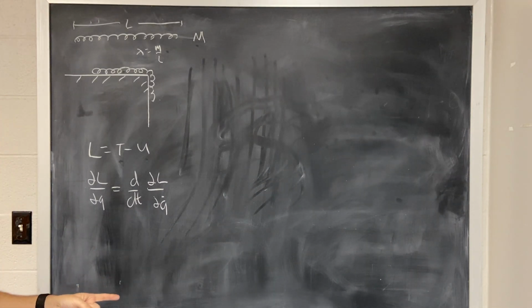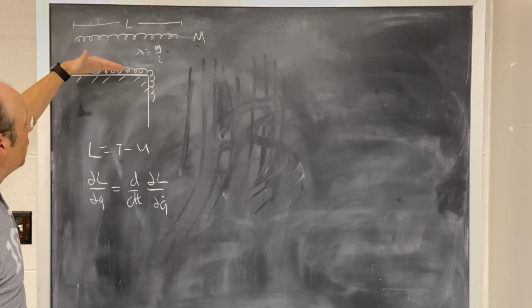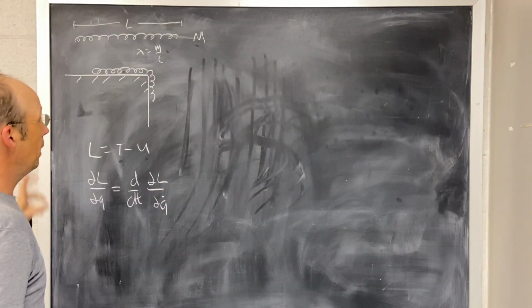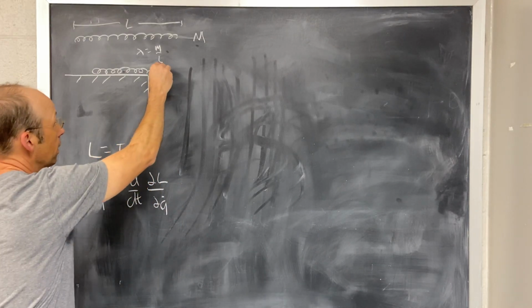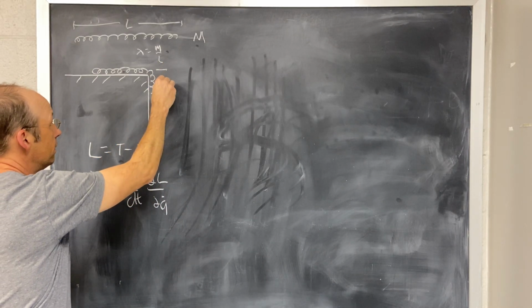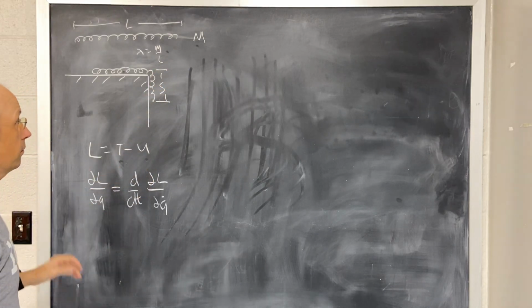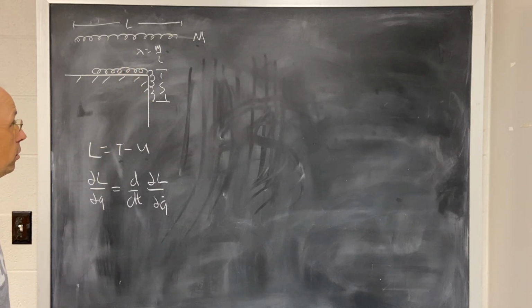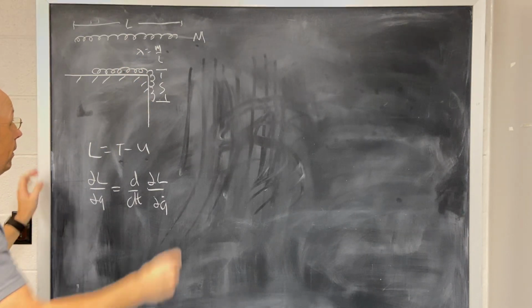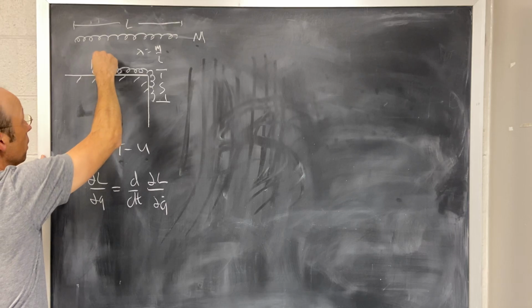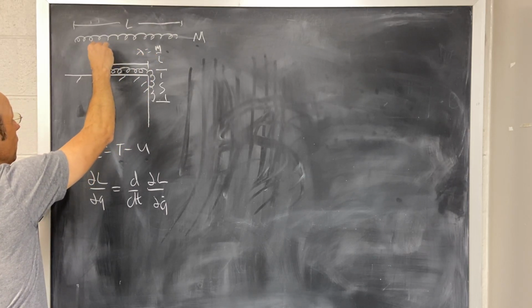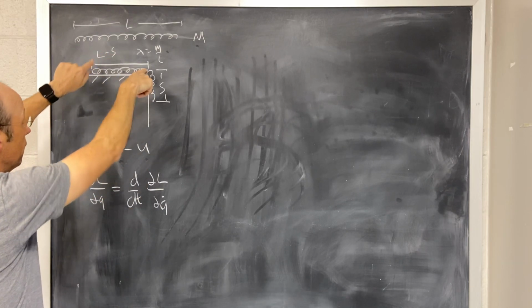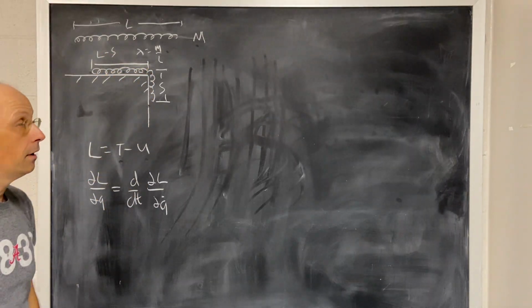So how many variables do I have in the system? If the chain does indeed do this motion, one degree of freedom will explain the whole problem. Let's pick this as my variable S. So S is the amount of chain that's hanging over the edge. That means the piece up here is going to be L minus S. So L minus S is the length of that, and S is the length of that.